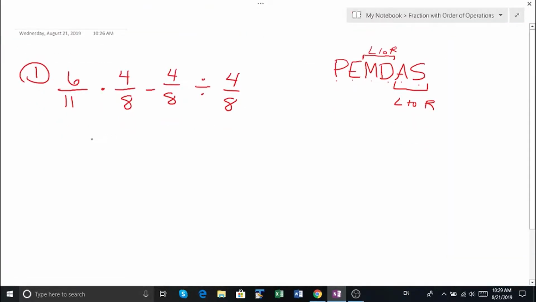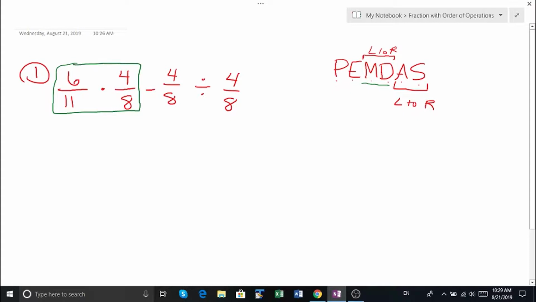Okay, so what we want to do here is identify which terms we're going to combine first. We have multiplication, subtraction, and division. We can see on PEMDAS that multiplication and division come first from left to right. So that means we are going to do this part first.